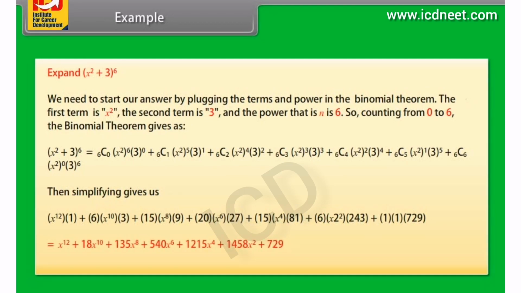x^12 plus 18 x^10 plus 135 x^8 plus 540 x^6 plus 1215 x^4 plus 1458 x² plus 729.